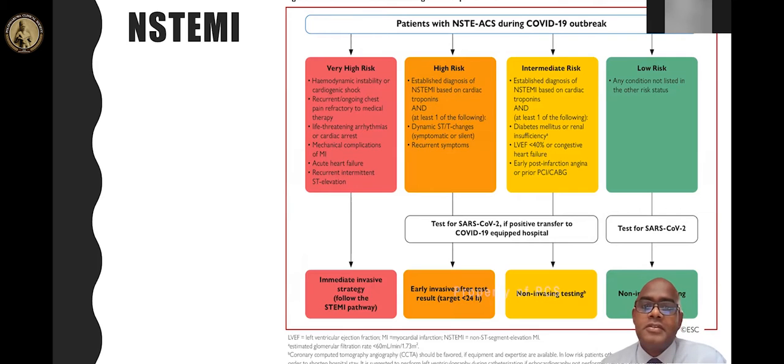For example, the high-risk groups with an established diagnosis of non-ST elevation MI based on cardiac troponins, and at least one of the following, that is dynamic ST changes or recurrent symptoms, should be offered invasive catheterization within 24 hours. For the rest of the groups, intermediate and low risk, we could go for medical management and non-invasive testing like CT coronary angiogram or cardiac MRI, depending on the facilities, to avoid spread of the COVID infection.